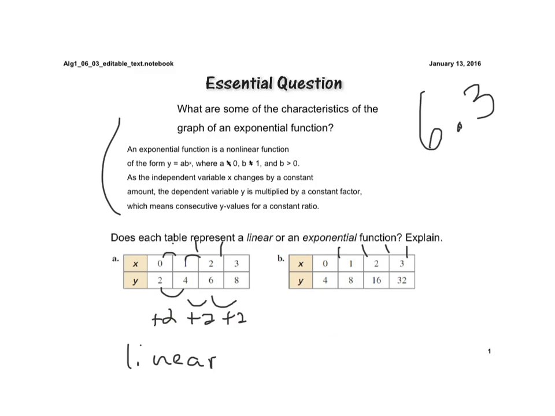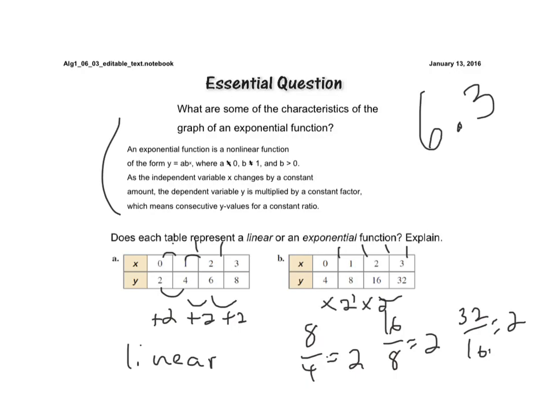So now we're going to see, does it form a ratio? Meaning if I take the 8 and I divide it by the 4, what do I get? Well, I get 2. If I take the 16 divided by the 8, I get 2. If I take the 32 divided by the 16, I get 2, which means I'm multiplying by 2 each time to get to the next number. And if you're multiplying or dividing to get to the next number, then that represents an exponential function.